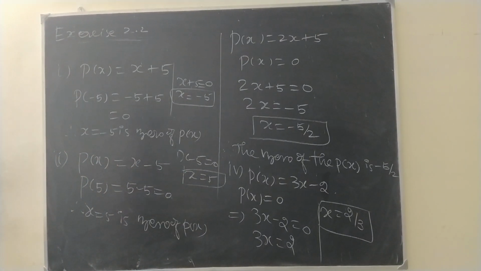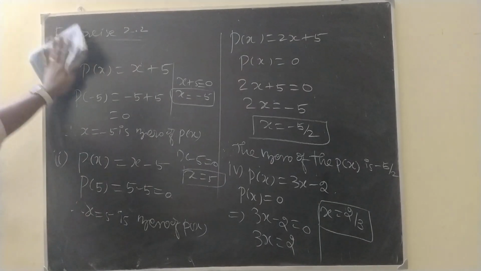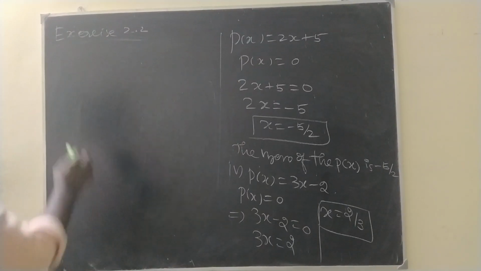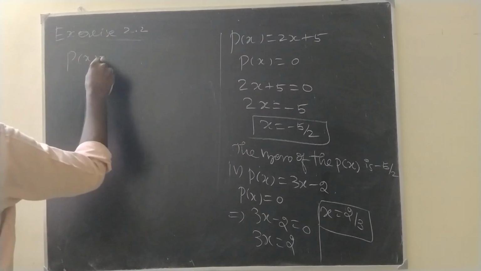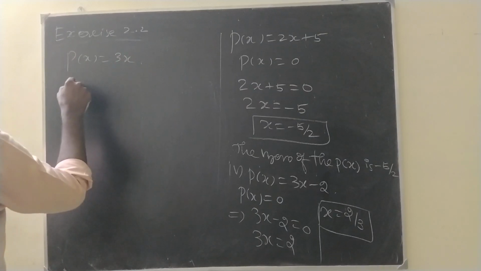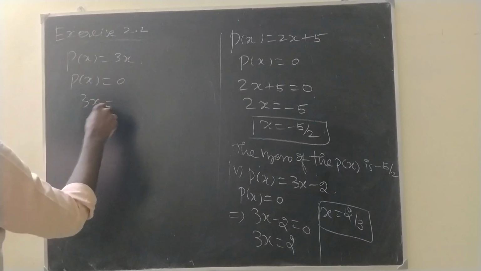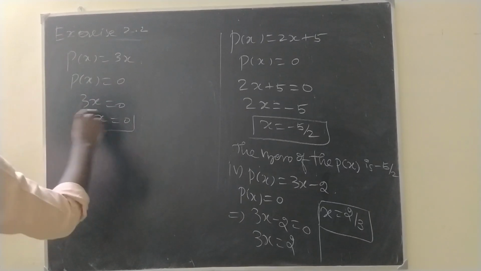Next, p of x is equal to 3x. Zero, simply. P of x is equal to 3x and we will say p of x equals 0, which means 3x equals 0 and x equals 0.